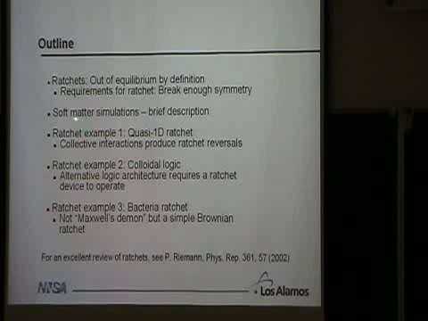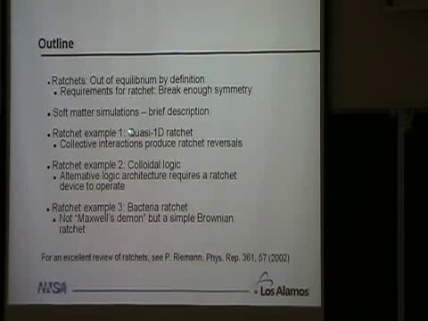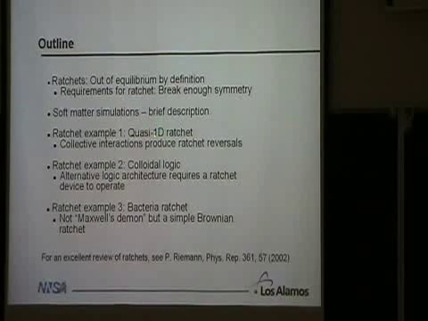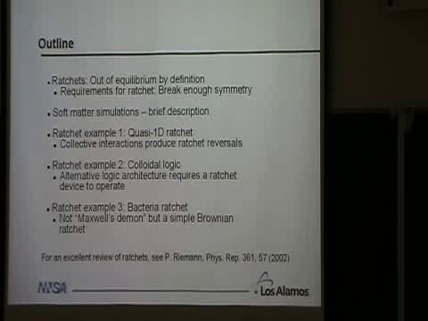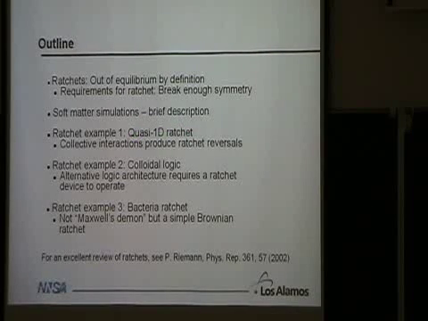And then I'll give some examples, and I'm not sure that I'll actually cover all three of these. I'll probably cover two and briefly mention the third. The first ratchet example, which I'll give in the most detail, is a quasi-one-dimensional ratchet. It's sort of the closest thing to what you might imagine when you think of a ratchet. And in this system, since it's not really one-dimensional, it's actually two-dimensional, we can get a case where collective interactions will produce a ratchet reversal. So in other words, the ratchet will actually go the opposite direction than what you would have thought as you change a parameter in the system.